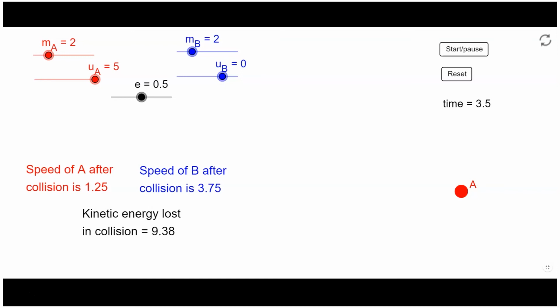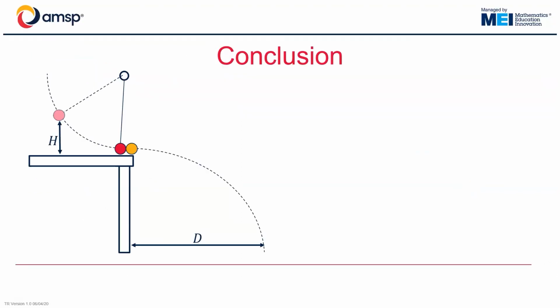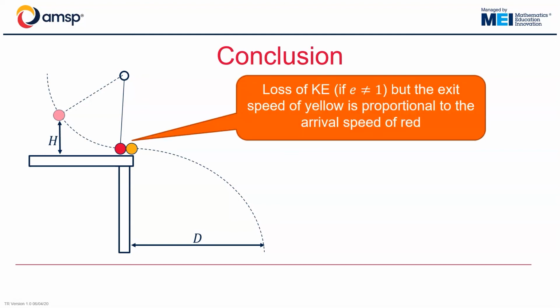Let's think about what this means in the case of our swinging balls. Earlier on, when we investigated this situation, we were not sure about the interaction between the red and yellow balls when they connected. We wondered how much of the initial speed of the red ball would be transferred to the yellow ball upon impact. But as we have seen, regardless of the value of E, we know that the speed of the yellow ball will be proportional to the arrival speed of the red ball. Therefore, students might now want to discuss whether they are convinced that the horizontal distance d will be proportional to the square root of the height h.